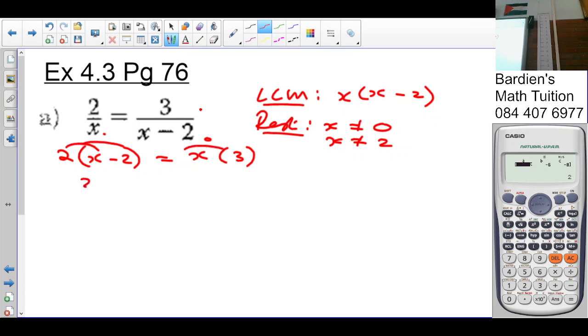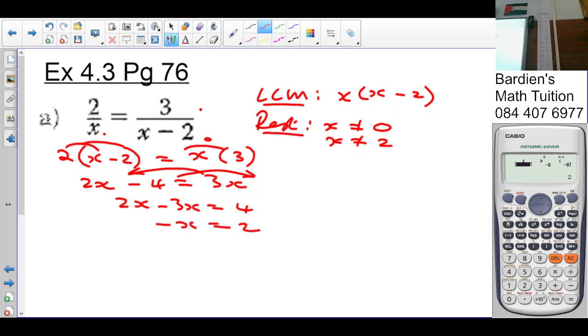2 times x is? 2 times negative 2 is negative 4 equals 3x. So what do I do now? X is one side, numbers the other side. So you got 2x minus 3x is equal to 4. What is 2x minus 3x? Negative x. Divided by negative 1. So x equal to? Any confusion there?